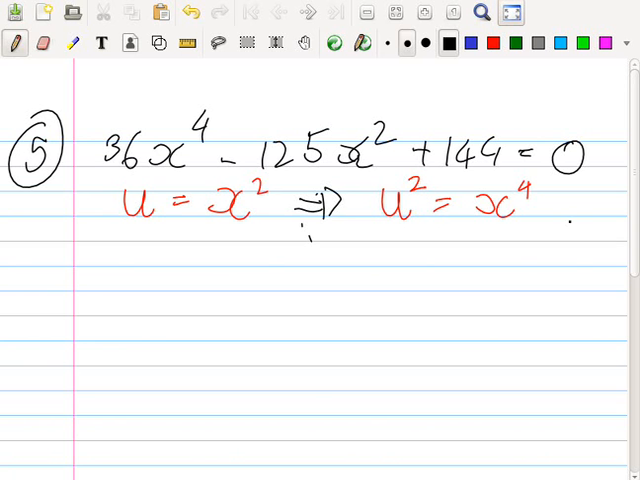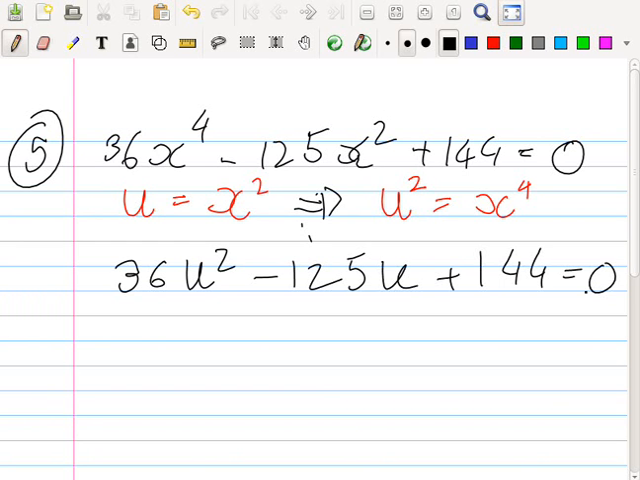Yes? So if u is x squared, therefore, or maybe I should write implies, u squared is equal to x^4. These two can go back into the original. So instead of x^4, you have u squared, and instead of x squared, you have u. So now your choice of why u equals x squared becomes clear. It's to change this into a regular looking quadratic. See, now it's just a normal quadratic, so you can use your formula.